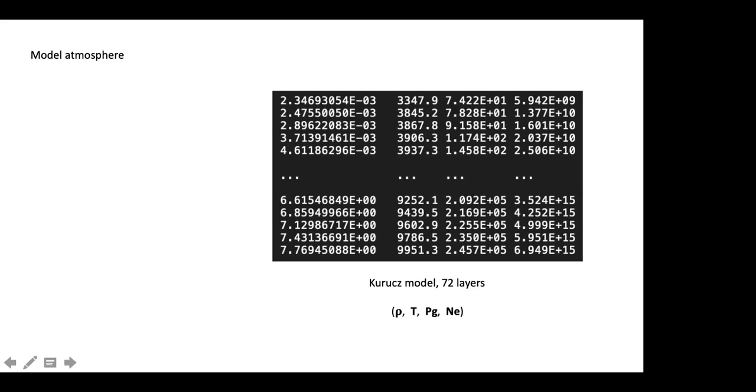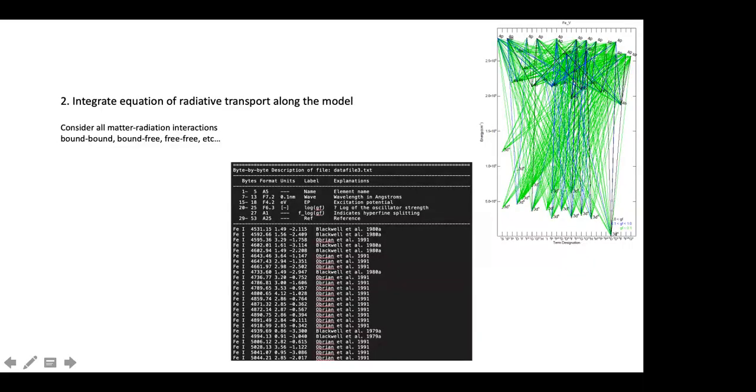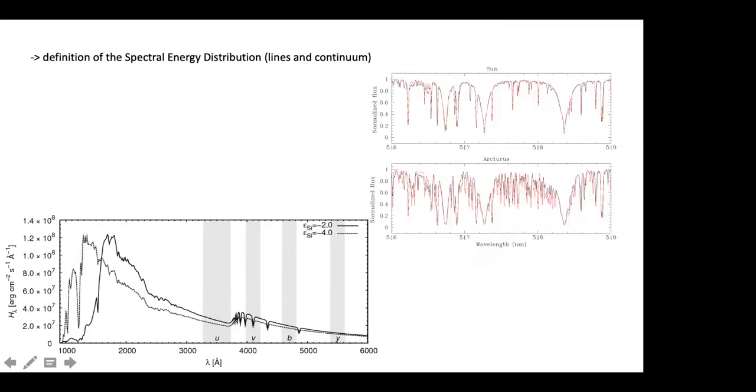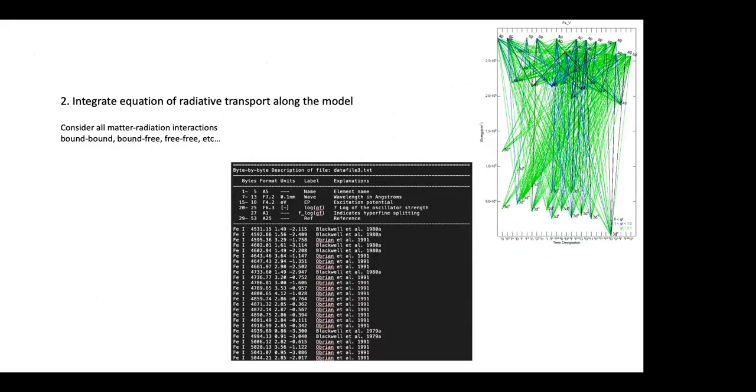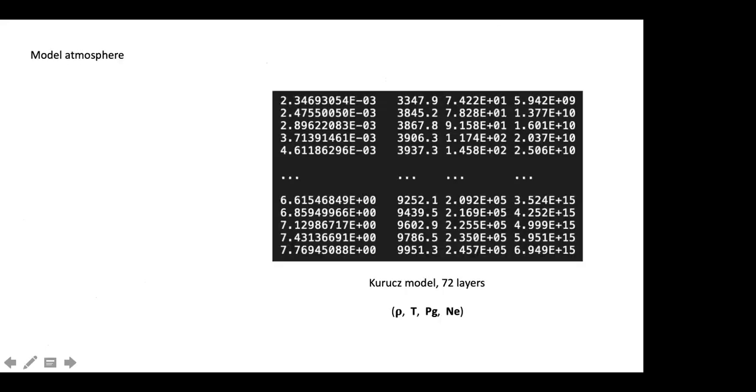I integrate the equation to see if they are absorbed or not, and how many get out on the other side. And if I do this for many different wavelengths, what I get at the end is a synthetic spectrum, because for every wavelength I see how many photons are absorbed and emitted throughout the atmosphere, and I generate a spectrum. But for that, I need the atomic details of the lines and the transitions I'm considering.